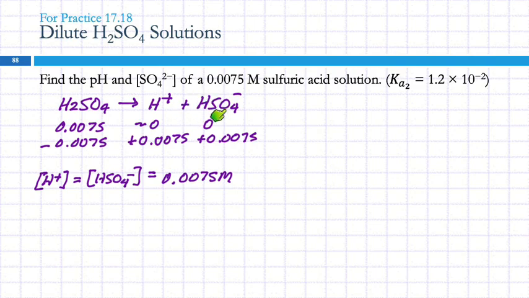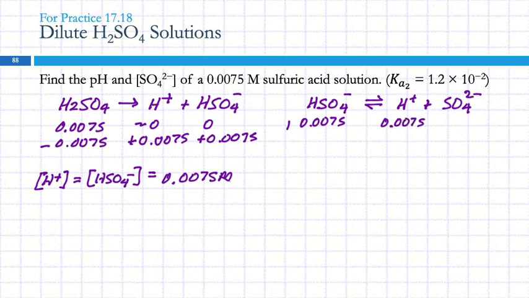But then we need to look at what happens when the second hydrogen ionizes. So this is not a strong acid. These will be our initial concentrations. So 0.0075. Where that came from. Let's see, this is I, 0.0075, and the sulfate will be 0.